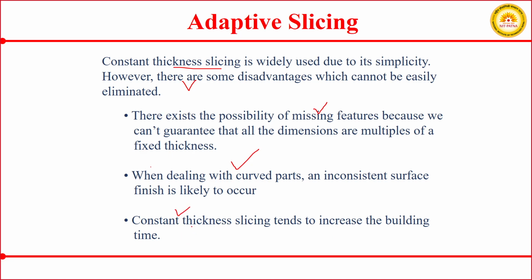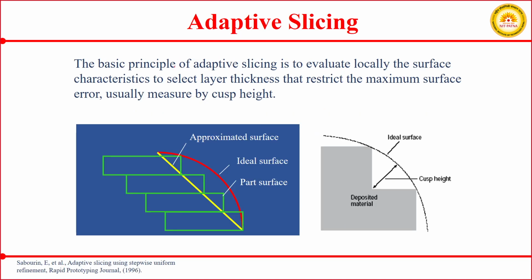Yes, this I have discussed. Constant thickness slicing tends to increase the building time, because in order to get the features on the surface, we have to reduce the thickness of the layer, and that we have to do throughout the product. Okay, throughout the printing of your product. So this constant thickness slicing approach leads to increase in build time. So I guess you are able to understand why adaptive slicing is important.